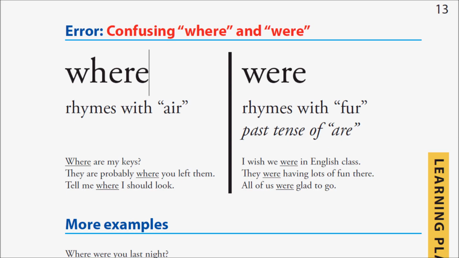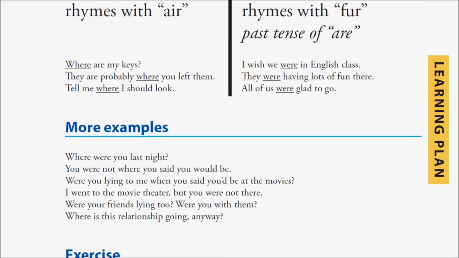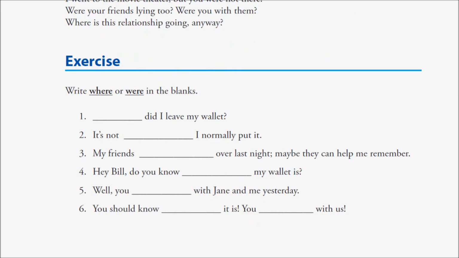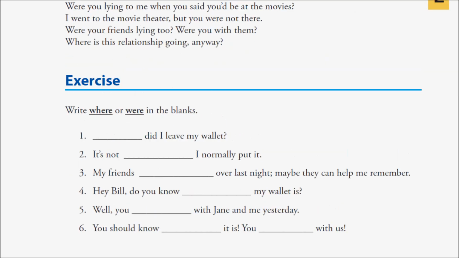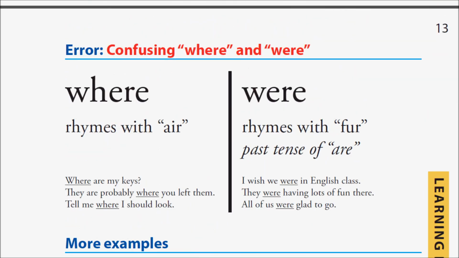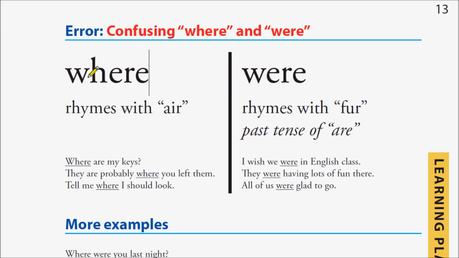Just make sure that you don't get these two things confused. And these are some more examples of how to use where and were correctly, and just put in where and were correctly in the blanks. Okay, just try to get them right. And don't put that H in when you're saying were. If you say we were there, don't put that H in there. It's were, like that.